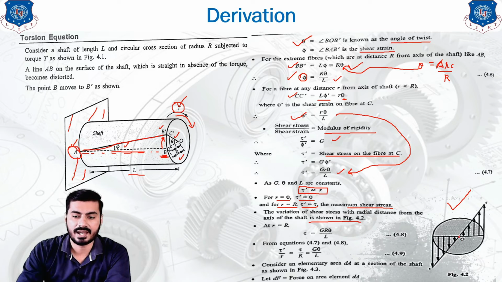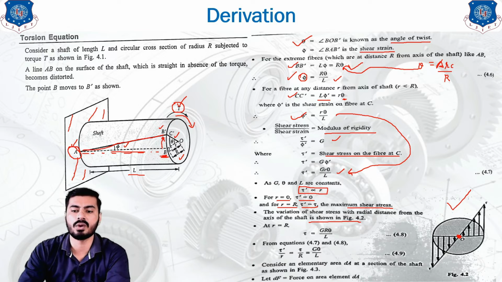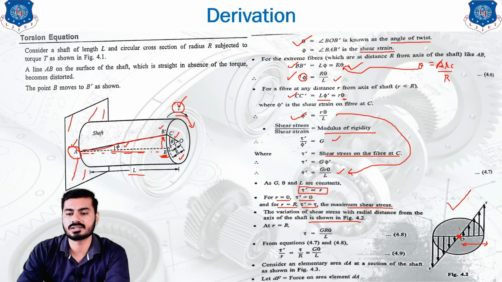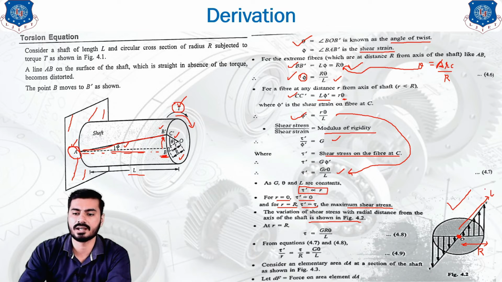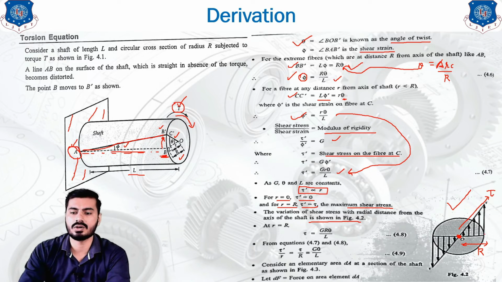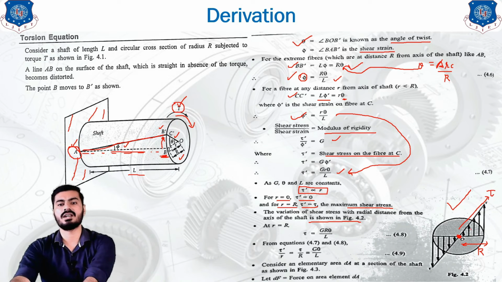It shows that at radius 0, this point, which is the center of the circle, the shear stress will be 0. But if you go up to the maximum radius, you will find an increment in the shear stress, and your shear stress will increase like this, and you will get the maximum shear stress at the maximum radius R. With respect to R, you will get the maximum shear stress, that is tau. Okay, so this is your relationship between the shear stress and the radius.